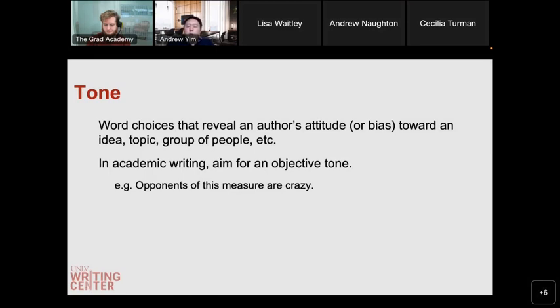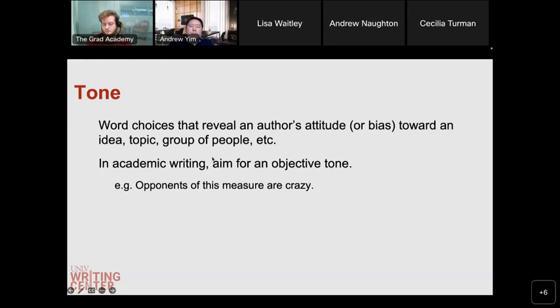This is the same with tone. And again, tone can be a little complicated because different people might read things a little bit differently. But oftentimes, when you read a sentence, you have to consider how people interpret the sentence, because it might reveal how you view a certain topic or not.